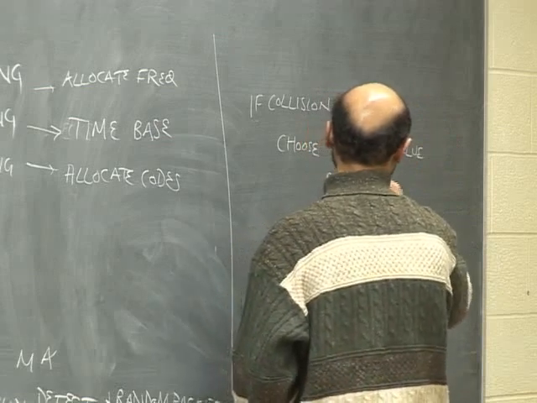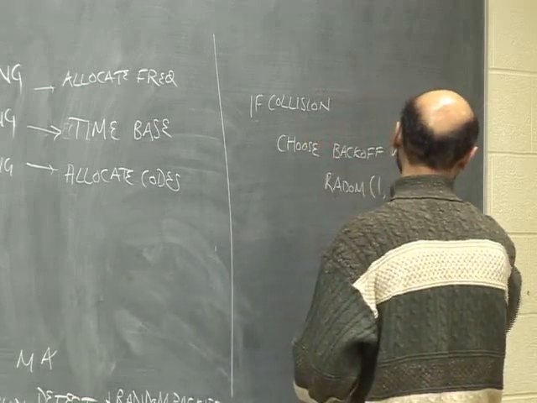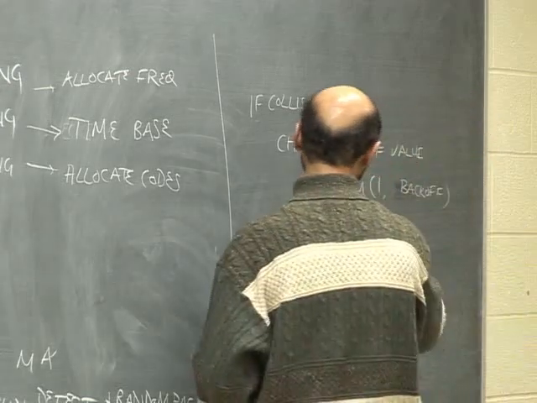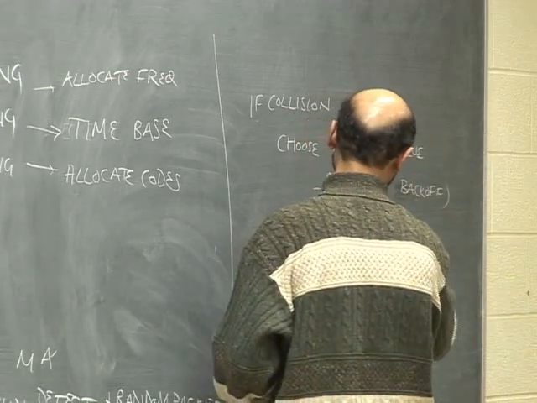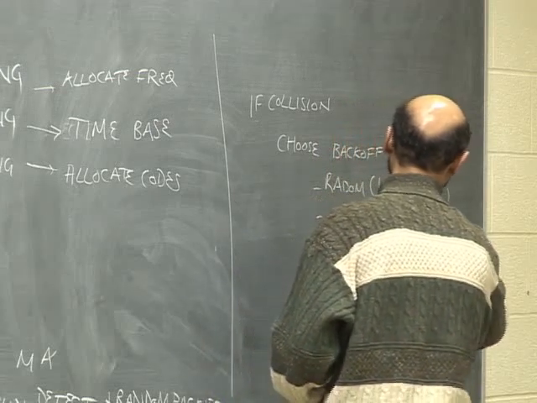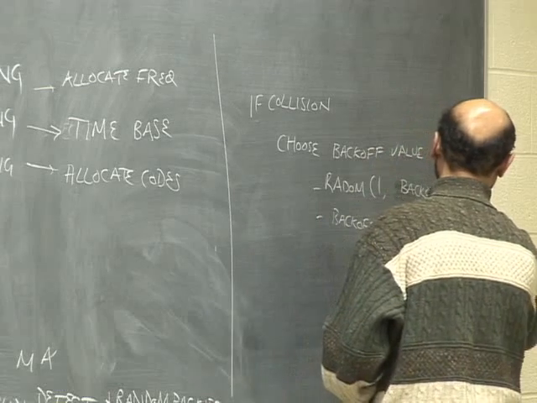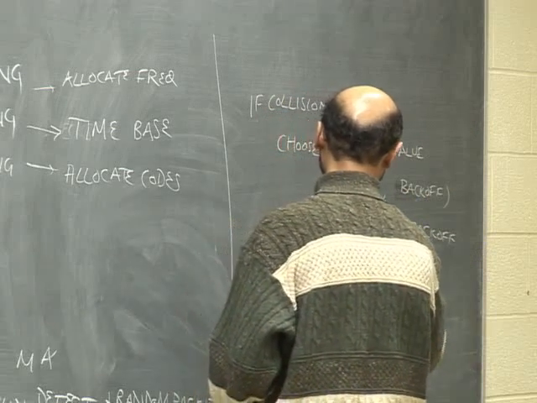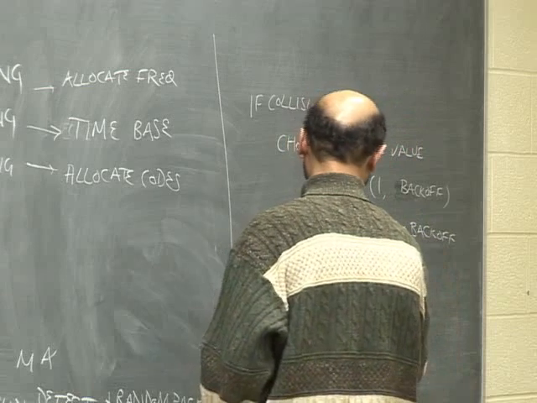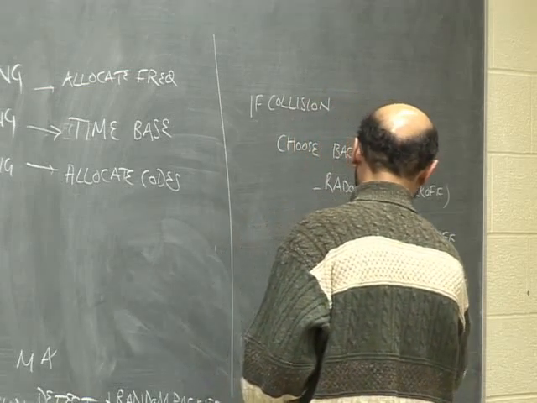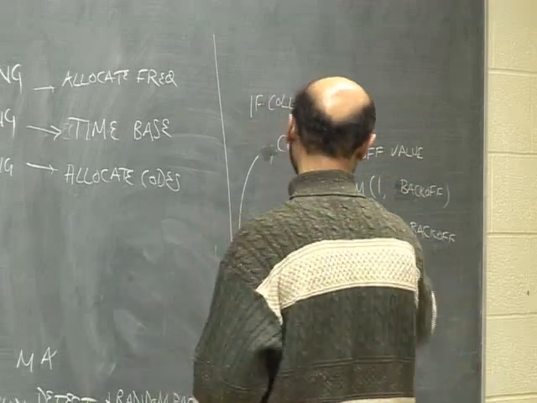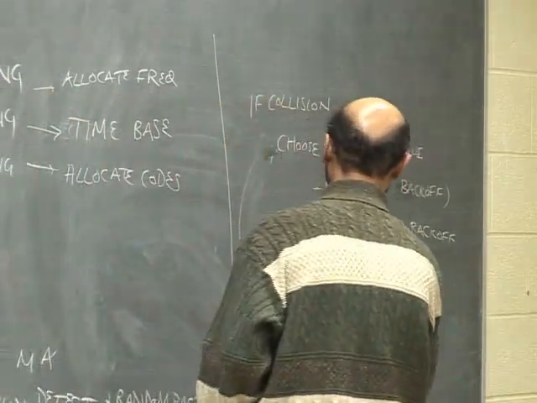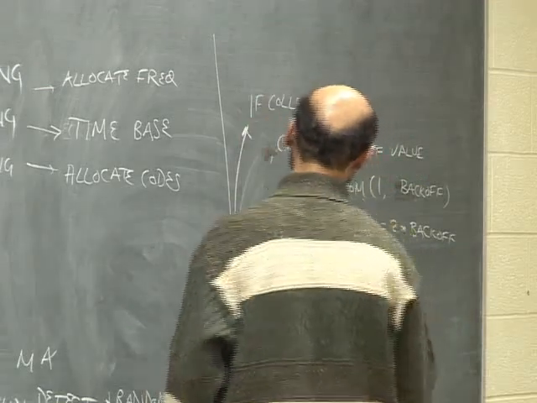Randomly in the range 1 to max. And what we do is that we set backoff equals twice backoff. We back off, and then try again. If collision, we go back over here. Try again, which means you go back over here. And if there's no collision, you're fine.